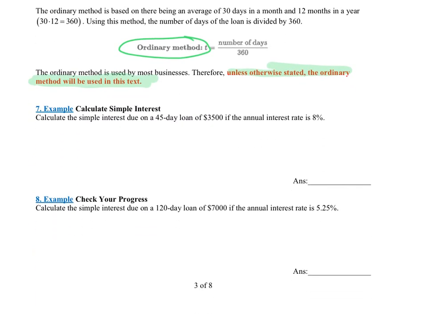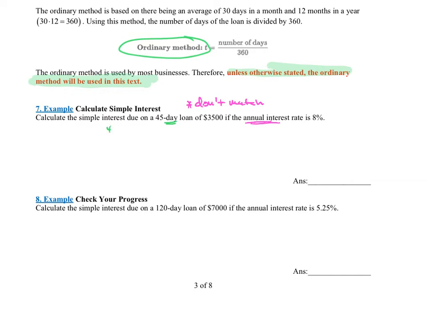So using that concept, let's look at this. It says calculate the simple interest due on a 45-day loan of $3,500 if the annual interest rate is 8%. So what do I want to point out? Well, let's start looking here. We have an annual interest rate, and this is in terms of days. So they don't match. If they don't match, that means you need to convert.